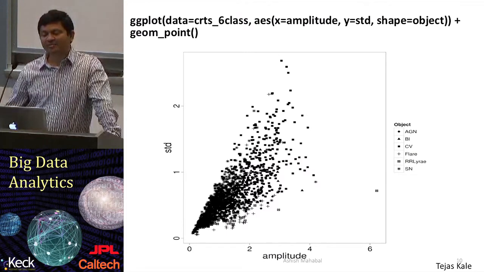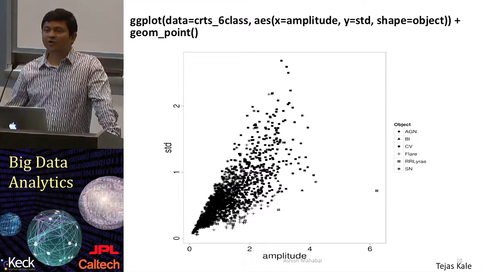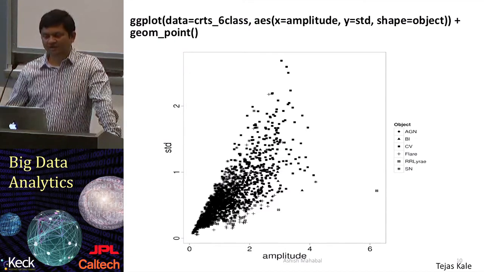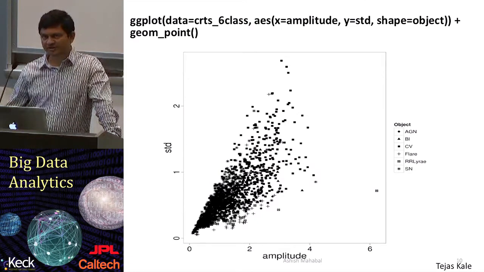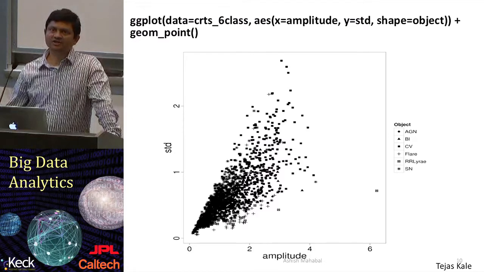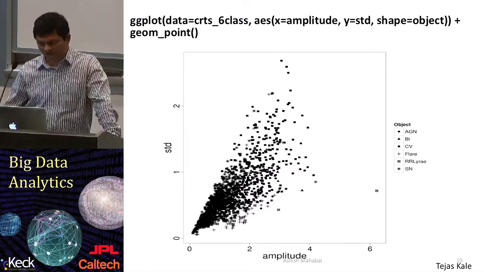Here, besides amplitude and STD, we give one more argument to the aesthetics function. That is the column called object. That is where the class of our different objects is present. So we can also name the arguments, by the way. Here we say that amplitude is to be used as X and STD to be used as Y. That allows us to exchange the positions of the arguments quite easily.